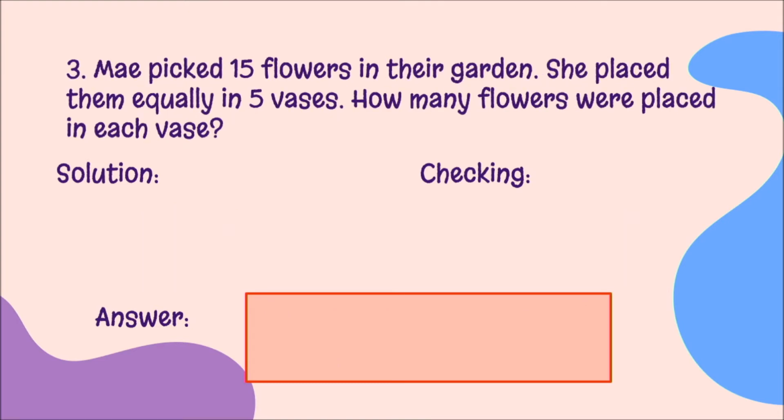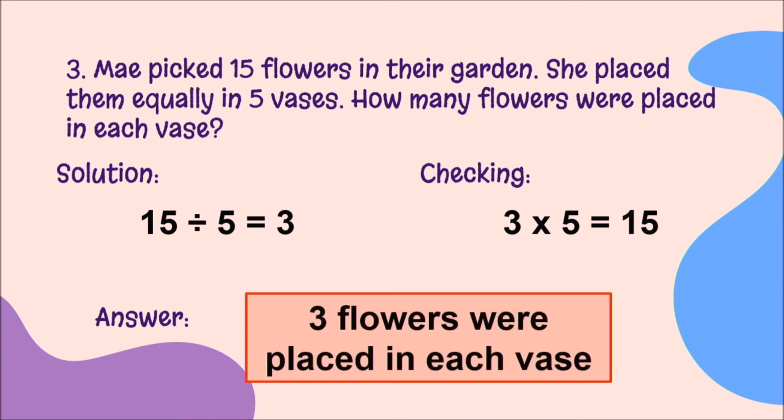Number 3, May picked 15 flowers in their garden. She placed them equally in 5 vases. How many flowers were placed in each vase? Again, this is division. We have 15 flowers divided by 5 vases. We have 3. And we have to check it, the divisor, which is 5, multiplied by 3, the quotient, we have 15. So our answer is correct. It is 3 flowers were placed in each vase.